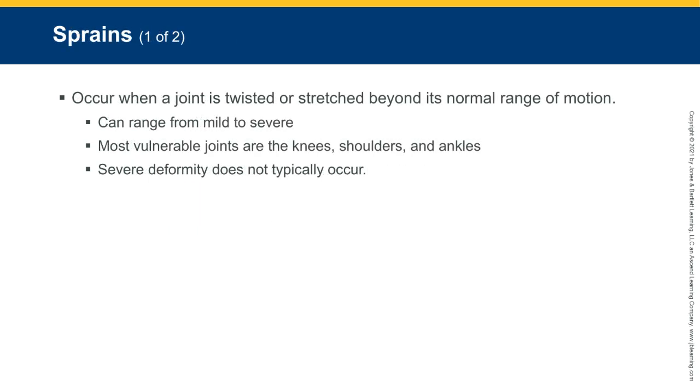A sprain occurs when a joint is stretched or twisted beyond its normal range of motion, causing ligament damage. The most commonly affected joints include the knees, shoulders, and ankles. While sprains can range from mild to severe, they usually do not cause significant deformity, unlike fractures or dislocations.